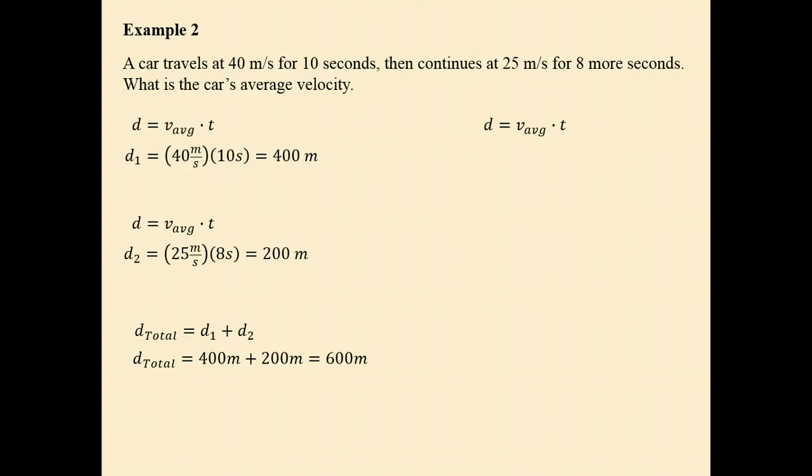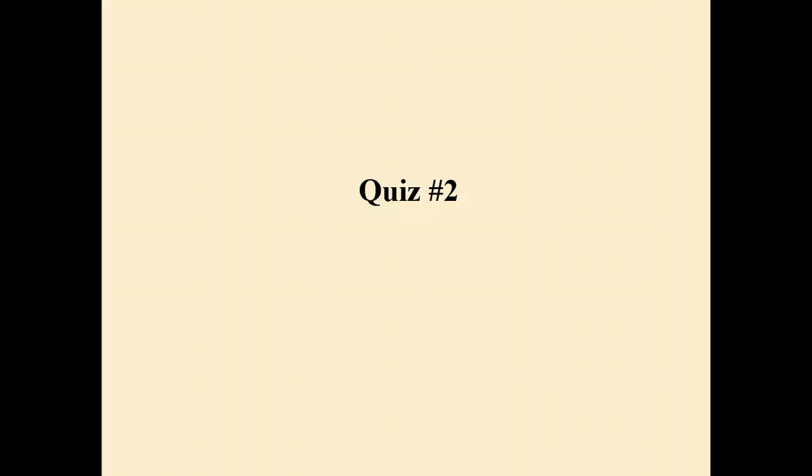Now that we know the total displacement covered during the trip, we can take the total displacement divided by the total time, 18 seconds, and this will give us the average velocity for the trip, 33.3 meters per second. Let's take quiz number 2.